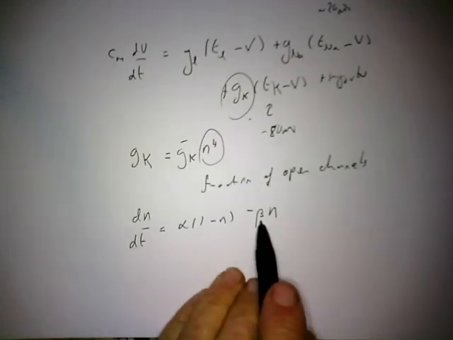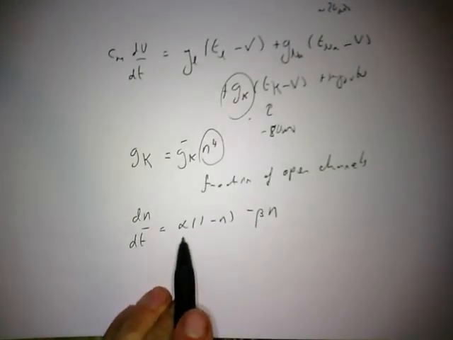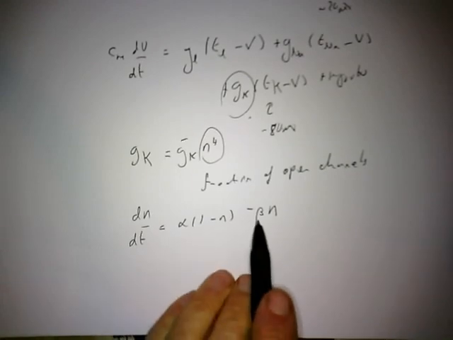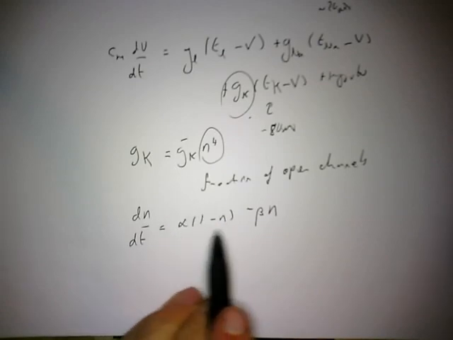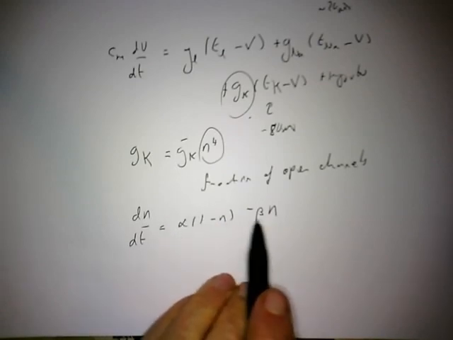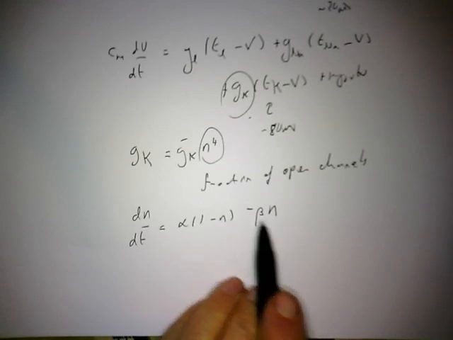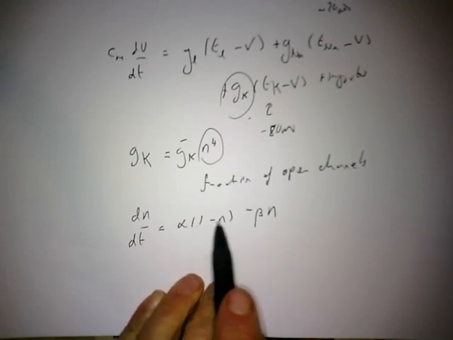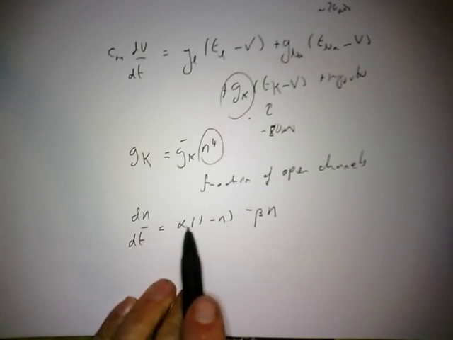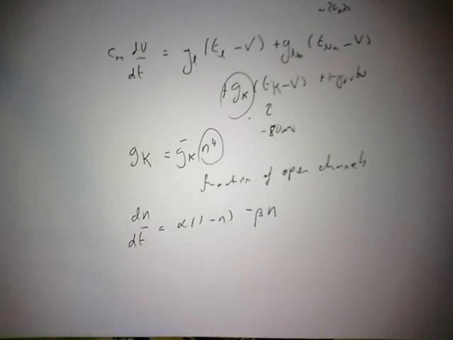And so this is a rate, and this is the rate. So this is the rate that closed channels become open. This is the rate that open channels become closed. The fraction of channels that are open is n, and so beta times n is the rate at which, in terms of density, the fraction of open channels become closed. This is the fraction of closed channels, and so this is the fraction of closed channels that are becoming open. And that's increasing n, that's decreasing n.